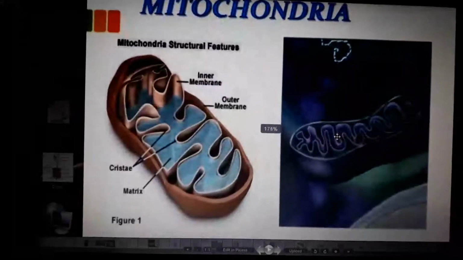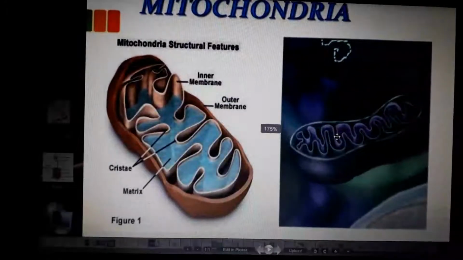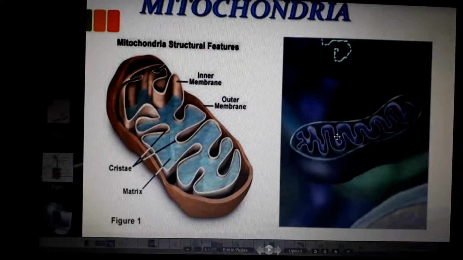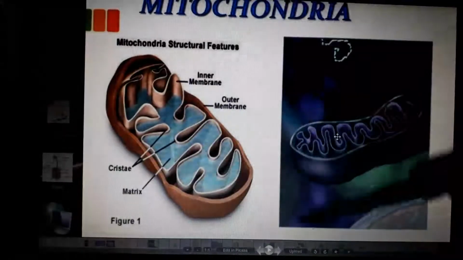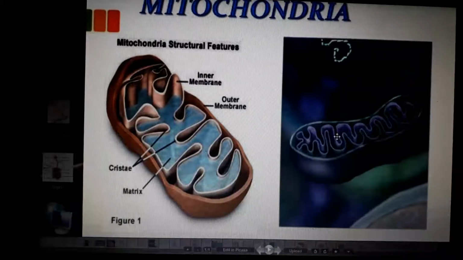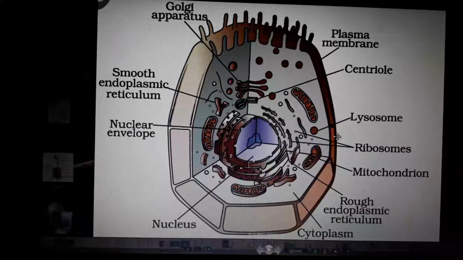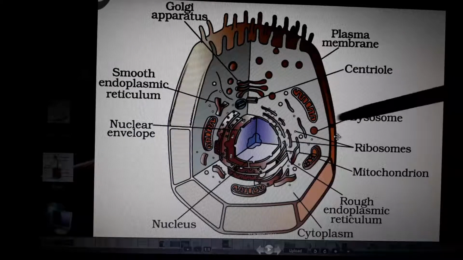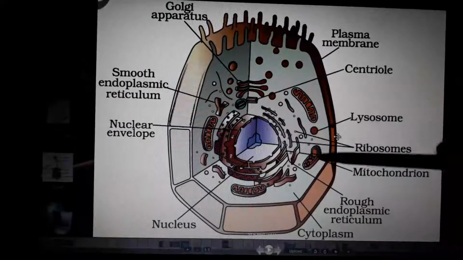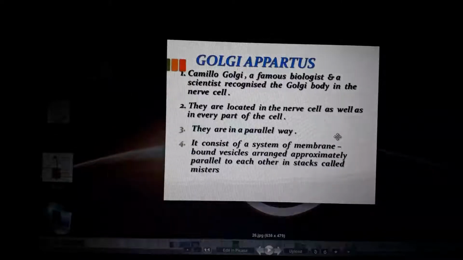The next one is mitochondria, and they are very important. Mitochondria is an organelle. The shape is like this. In the cell we can see, where is the mitochondria here? Of course, mitochondria is in both cells. These are the mitochondria, and they are very important regarding cells.